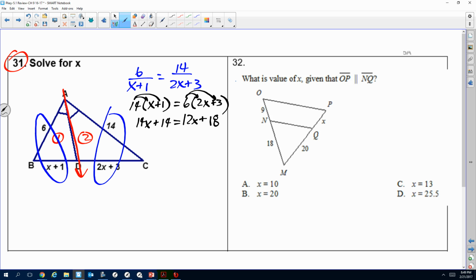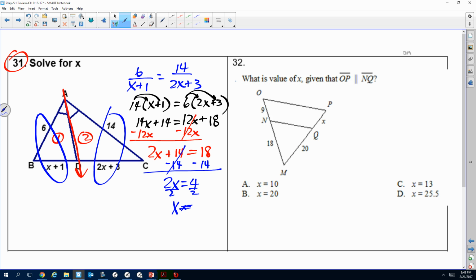We're going to solve for x. Start with our smallest variable, which is 12x, so we're going to subtract that. That makes it 0, so you're left with 2x plus 14 equals 18. Now I'm going to subtract 14, so I have 2x equals 4, divided by 2. Yep, you're right, x equals 2. Sorry about that.